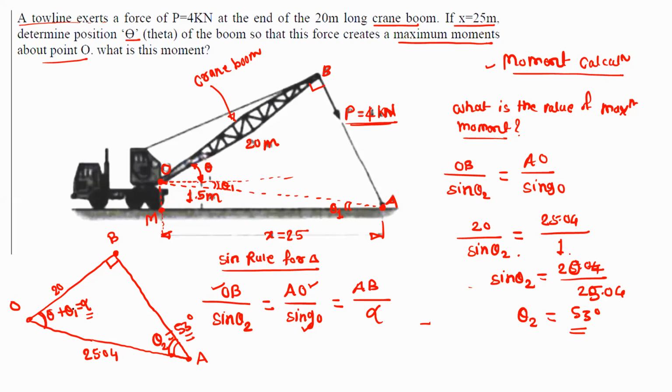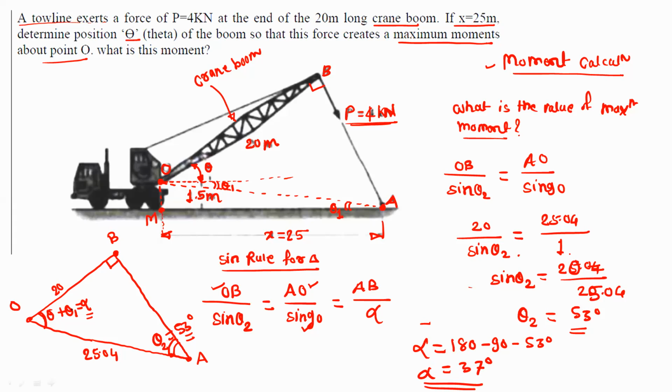Now this total angle will be 180 degree. So to find out this alpha value, alpha is equal to 180 minus 90 minus 53. Okay, so your value will be 37. This is the value of alpha.